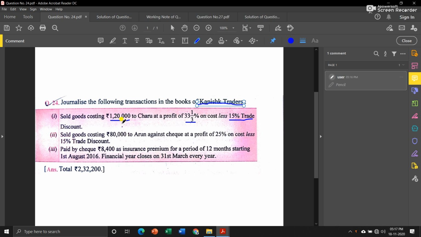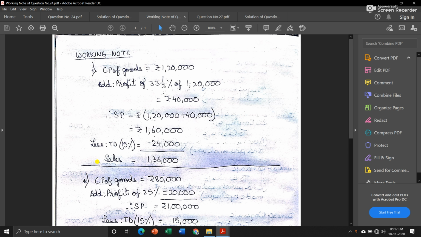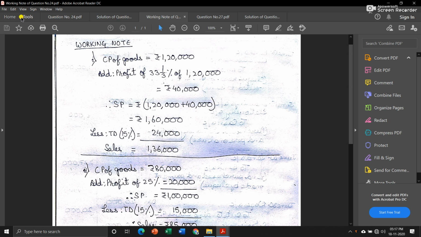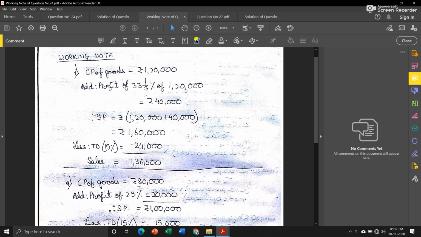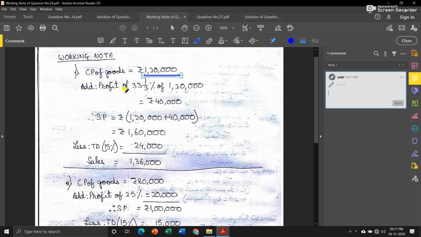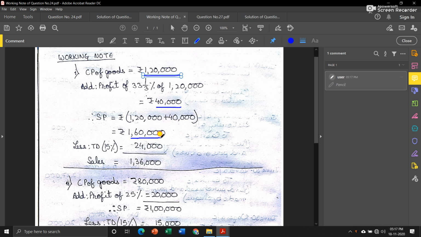So in order to find out the selling price, as we write only the selling price in our journal entry, we have to add this 33 1/3% of profit into this 1,20,000. Now let us see the working note. Cost price of the goods, we know that it is 1,20,000. Then we have to find out and add profit of 33 1/3% of 1,20,000. Now 33 1/3% of 1,20,000 is rupees 40,000. So when we add this cost price and profit, we will get our selling price of rupees 1,60,000.